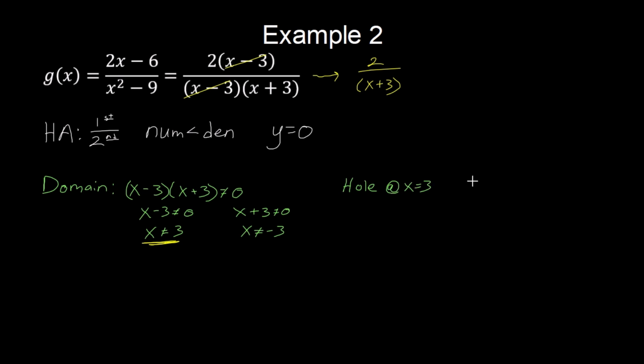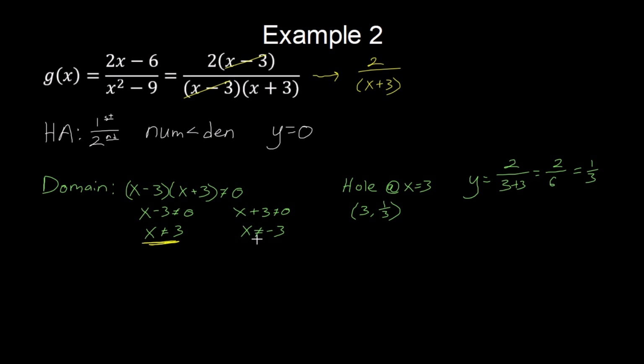To find the y coordinate for that point, we're going to go ahead and plug in to our simplified equation. So when x equals 3, the y coordinate equals 2 over 6, which is 1/3, meaning we have a hole at the point (3, 1/3).